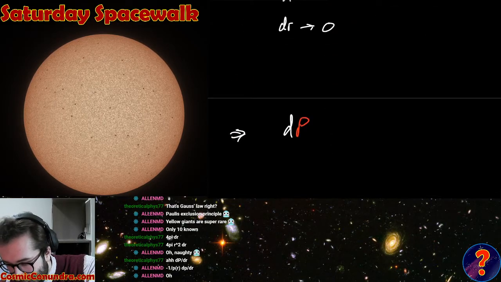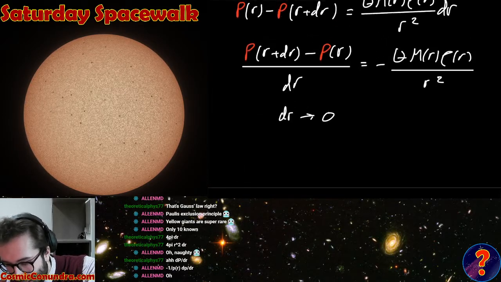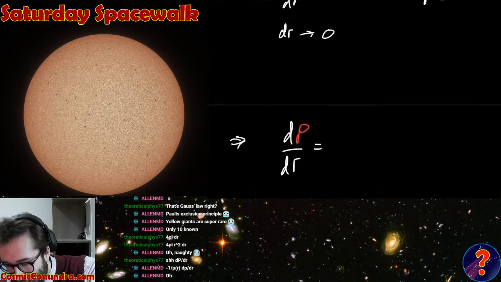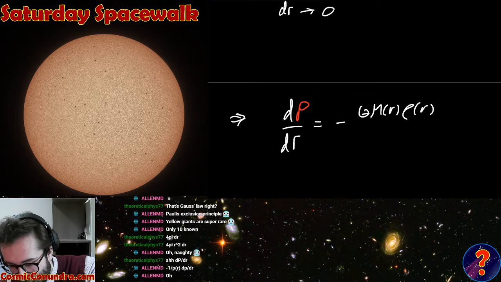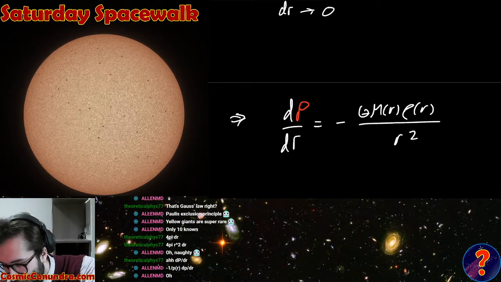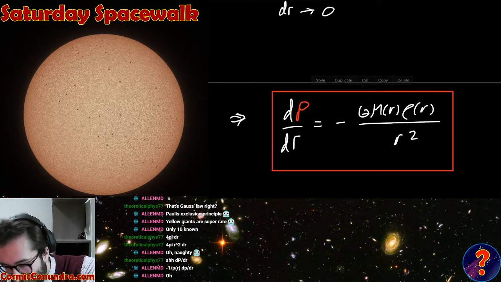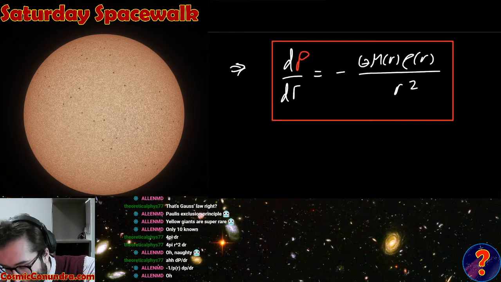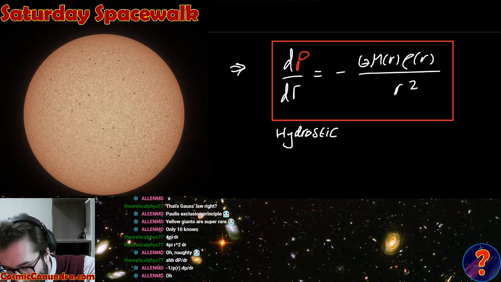So we have the derivative of the outward pressure with respect to r, and then this is equal to this left-hand side here, minus G M(r) rho(r) over r squared. So this is our first equation of stellar structure. This is often called the hydrostatic equilibrium equation.